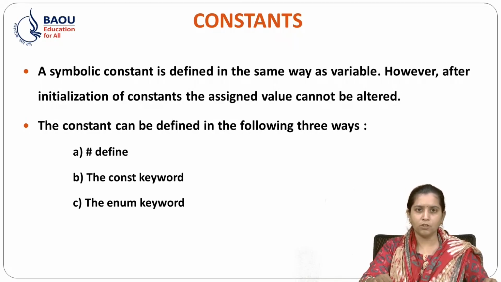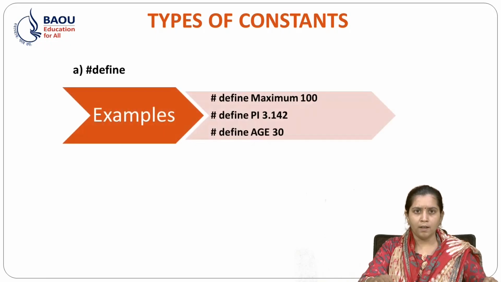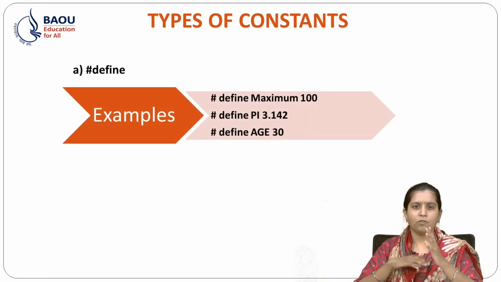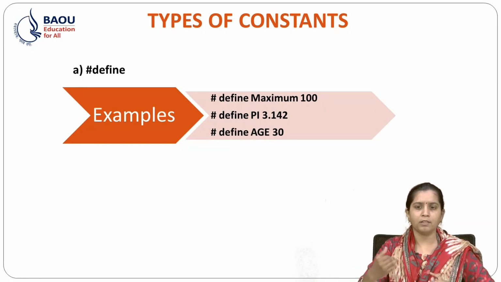What is hash define? Hash define is a preprocessor directive that can be used for defining constants, such as #define MAXIMUM 100, #define PI 3.142. So these are the examples of constants using hash define.